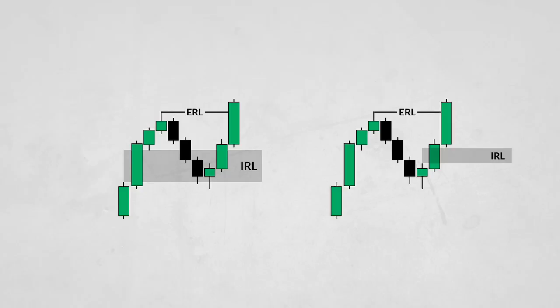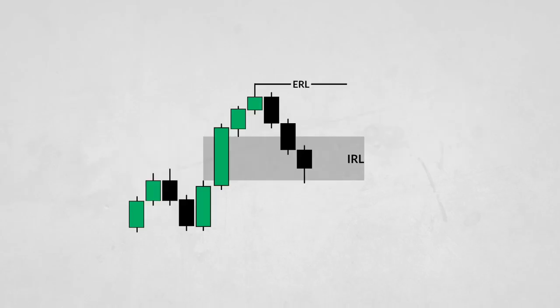We already know that when price is at an internal range liquidity, it will most likely target an external range liquidity. And when price is at an external range liquidity, it will most likely target an internal range liquidity. Now, in this case, the internal range liquidity is the fair value gap, and the external range liquidity is the highs and lows.